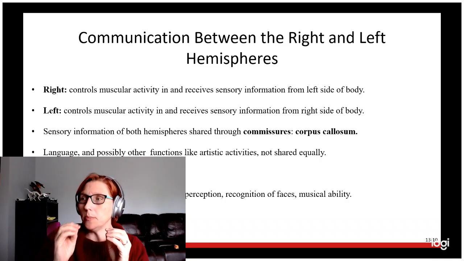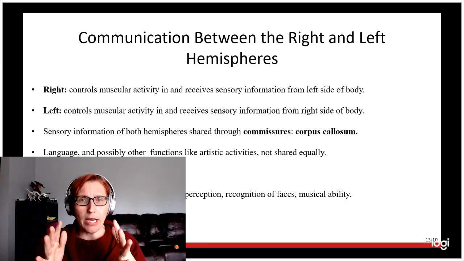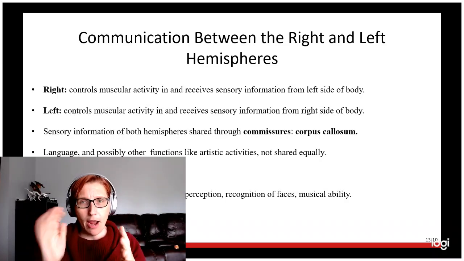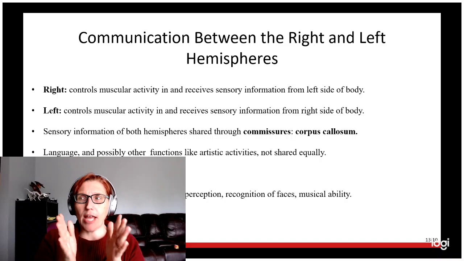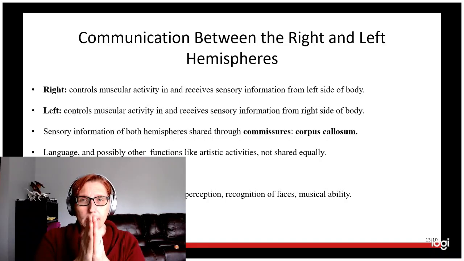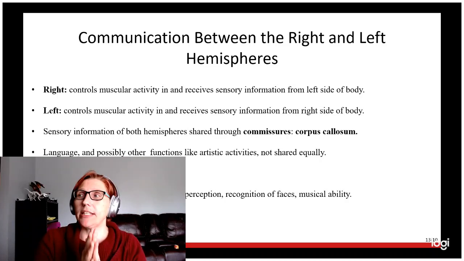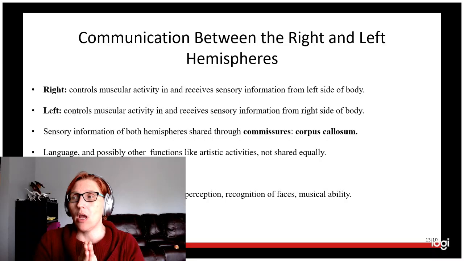Anyway, so there is information that occurs in the left and the right that needs to cross over to these two different hemispheres, and they do it through these commissures, specifically in this case, the corpus callosum. So make sure that you understand that the corpus callosum is how these two halves of the brain are talking to each other. It's how they're sharing information.